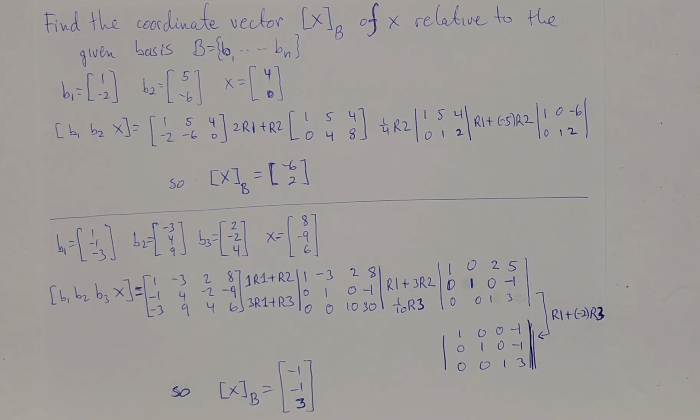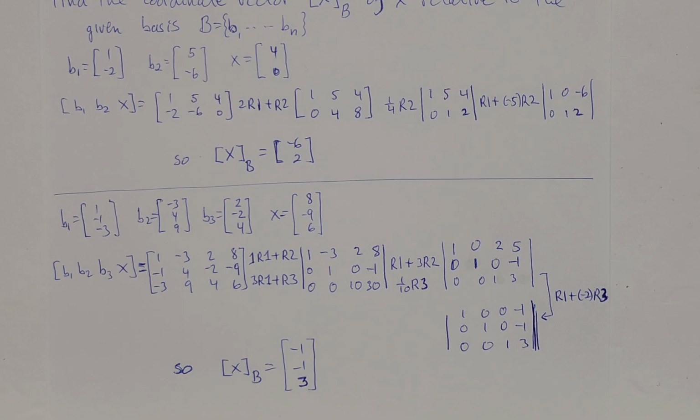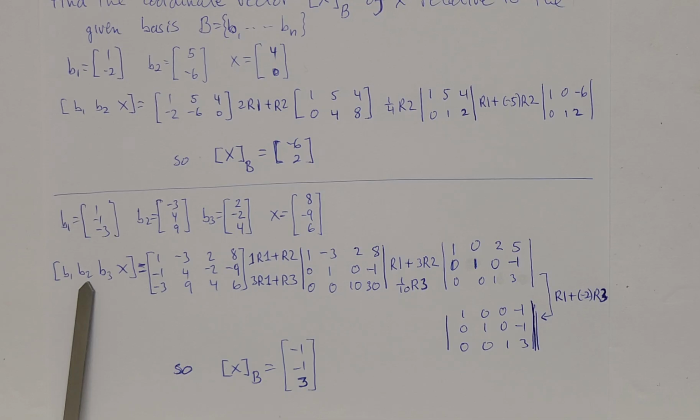You do the same thing with a 3 by 3. So same thing: base 1, base 2, base 3. And this is our x vector, which is here. Put all of them together as one matrix and do row operations.